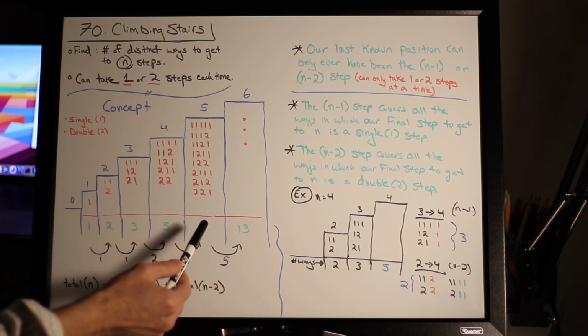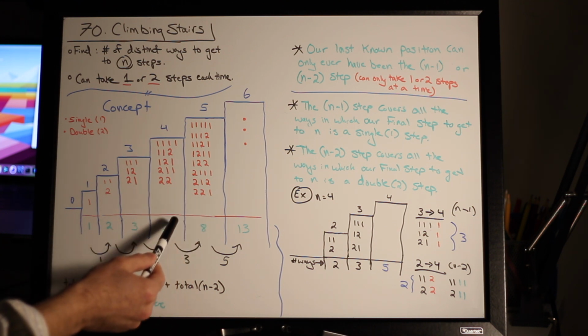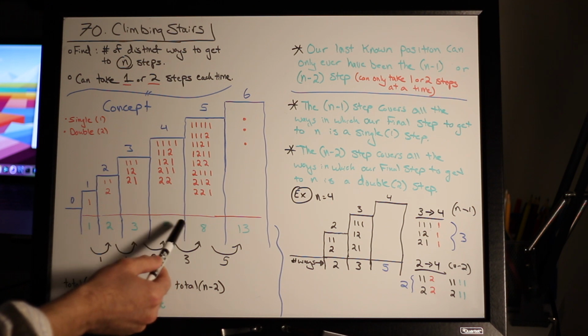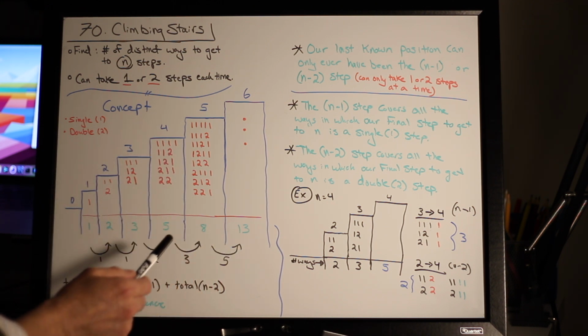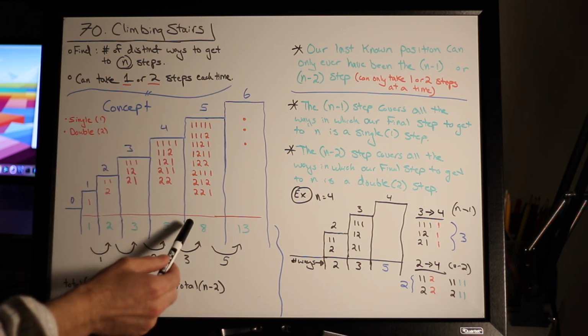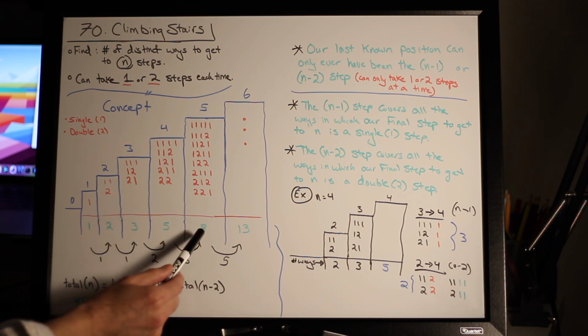If n was equal to 6, then it's really just the sum of n minus 1, which is this 8, and n minus 2, which is this 5. And 8 plus 5 is equal to 13. Let's explore a couple more just to confirm. So if n was equal to 5, then it would be the sum of the 2 before it, so 5 plus 3 is equal to 8.